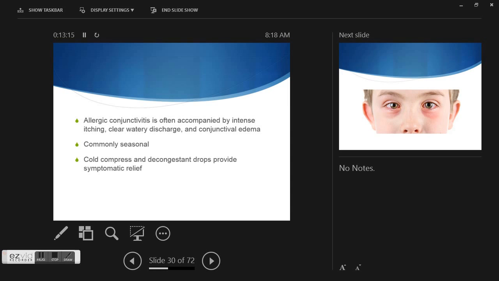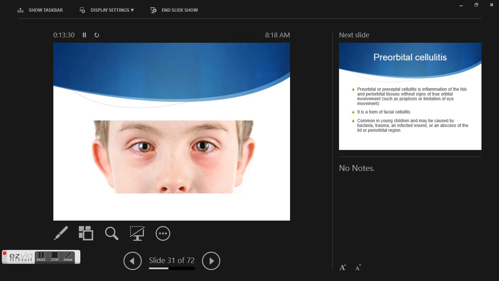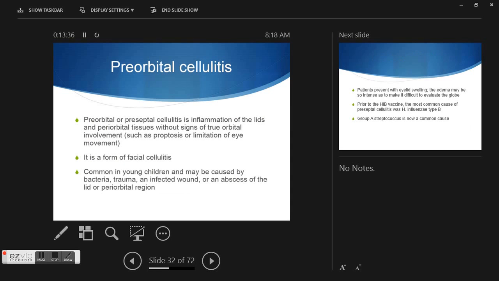Allergic conjunctivitis is often accompanied by intense itching, clear watery discharge, and conjunctival edema. It's often seasonal, and the treatment of this consists of cold compress and decongestant drops, which may provide symptomatic relief. And here you can see a picture of a child with allergic conjunctivitis.